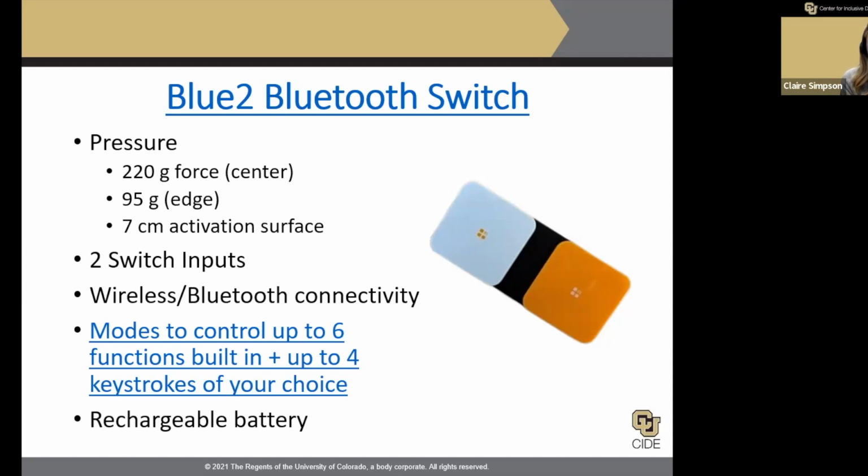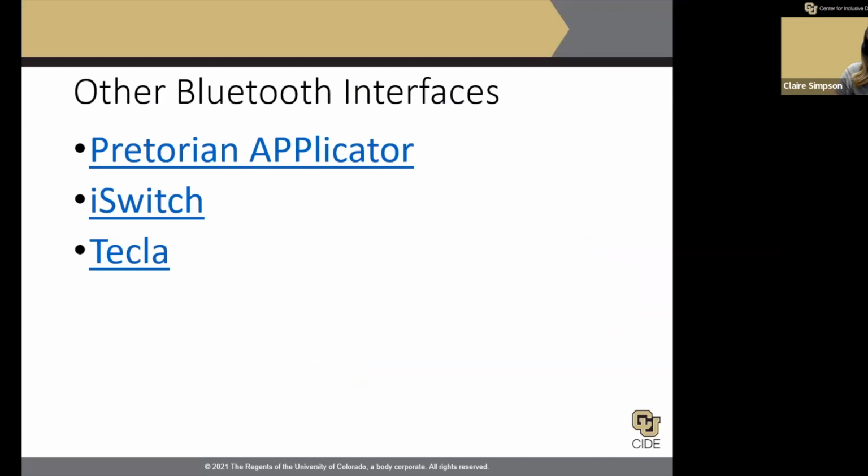Of course, Bluetooth is also nice because it can move around, and you're not getting cords in the way and things like that. But that's just one thing that I was thinking about as I was putting this together. A few other Bluetooth options that I'll let you explore on your own if you're more interested in Bluetooth: the Praetorian applicator, the iSwitch, and the Tekla are all available in the Loan Library. But we really hear a lot of people have a strong preference for wired interfaces.